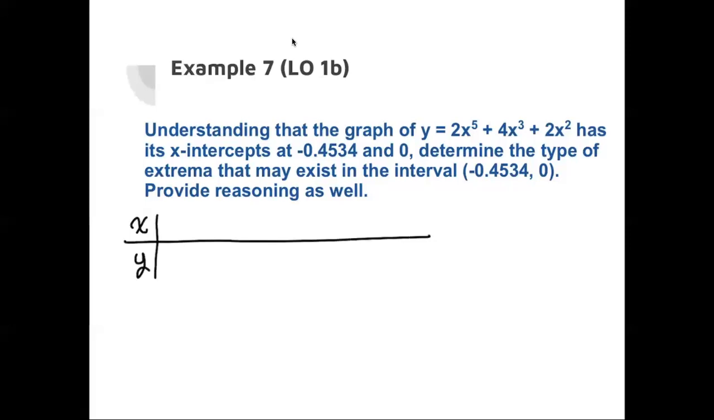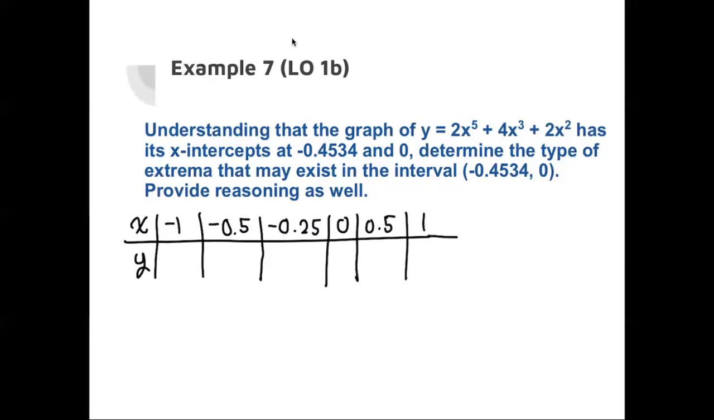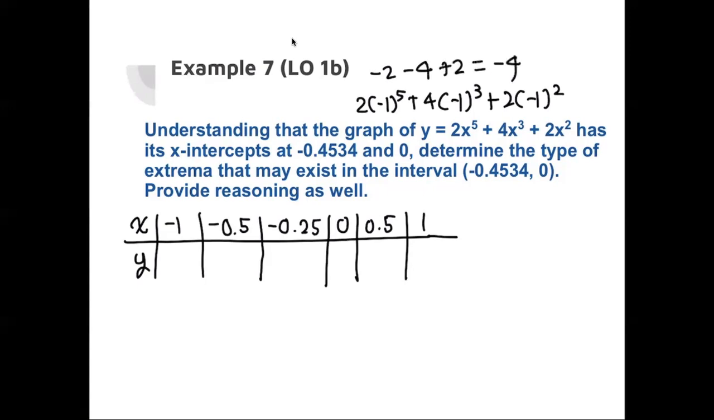So let's have -1. And instead of this hard number, let's just put -0.5, okay? And let's also have -0.25, 0, 0.5, and 1, okay? Let's plug these x values into this function to find the corresponding y value. So 2 times -1 to the power 5 plus 4 times -1 to the power 3 plus 2, so minus 2 minus 4 plus 2. So this would be -4, right?